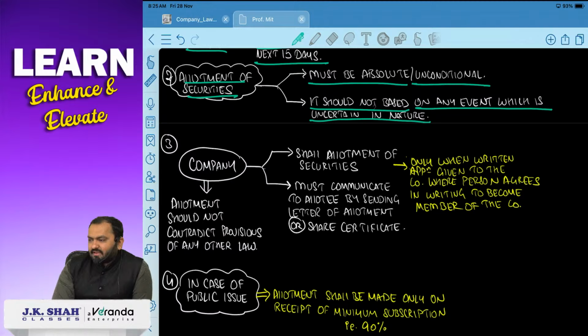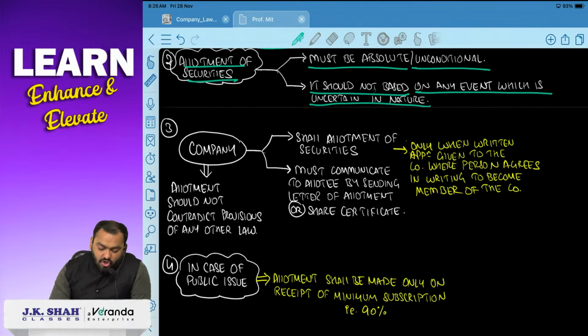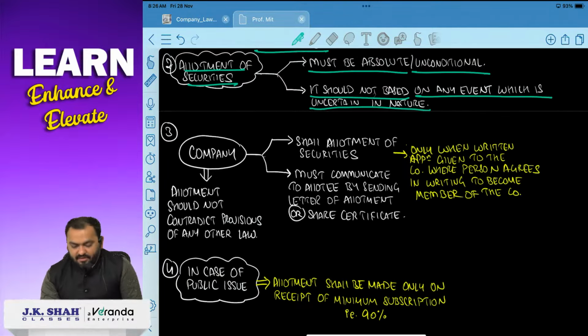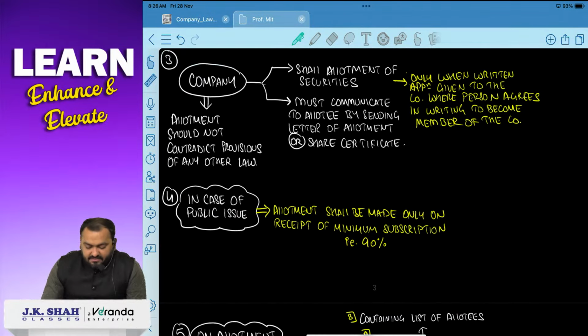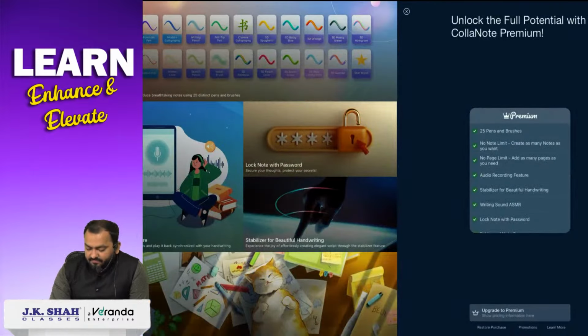As I gave you the example, the company will make the allotment of shares if this happens, so it cannot be uncertain. So it has to be unconditional, and it should not be based on the happening of any event. Next, the company shall allot the shares only and only when a written application is given to the company, and where the person agrees in writing to become a member of the company.